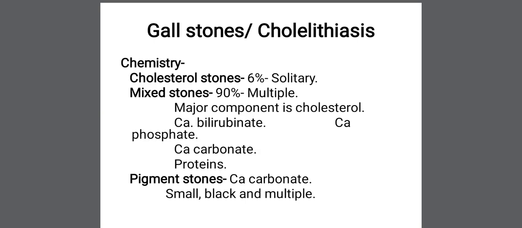And third stone is pigment stone, which is almost composed of calcium bilirubinate. They are small, black, and multiple. Among pigment stones, some are hard and coral like, while others are soft, and there may be a concretion of sludge rather than stones. So these are the three types: cholesterol, mixed, and pigment stones.